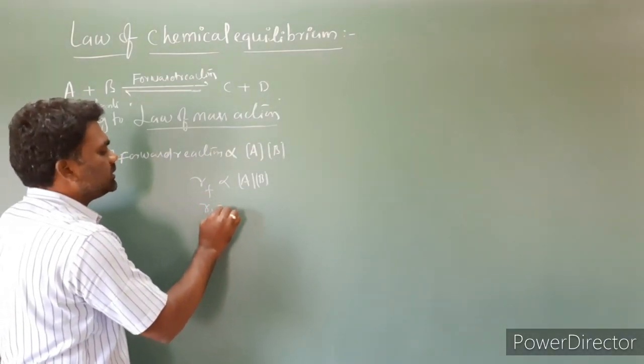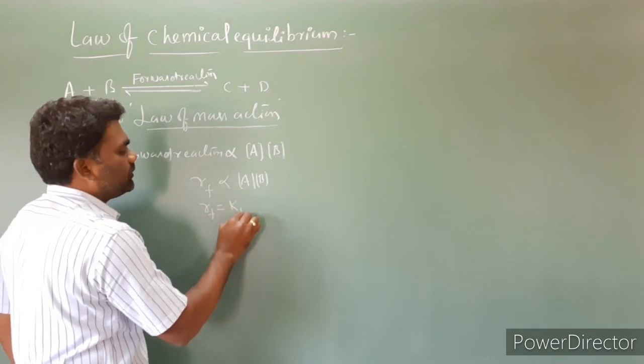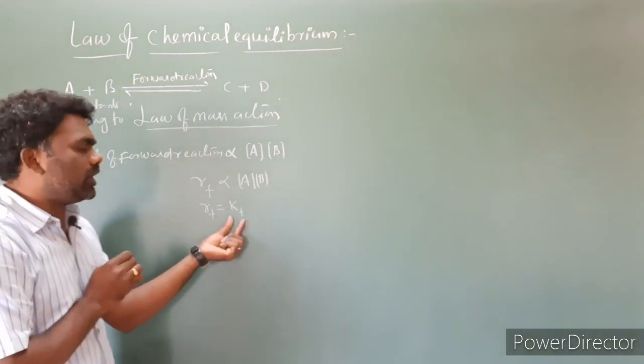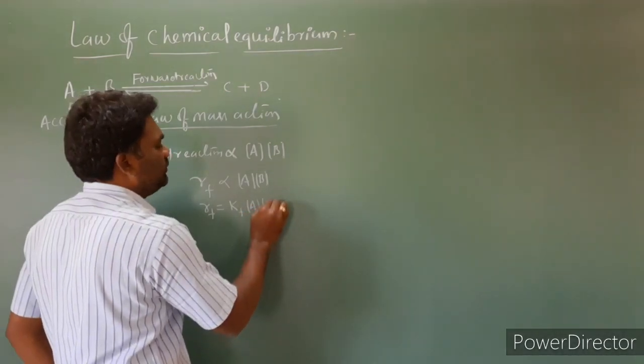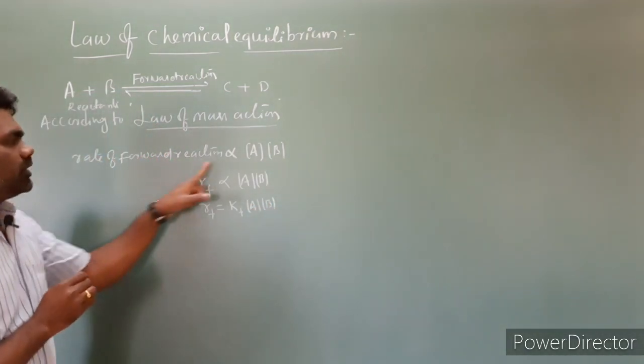Rate of forward reaction is equal to Kf, where Kf is the rate constant of forward reaction, times the concentration of A and concentration of B. So this is the forward reaction.